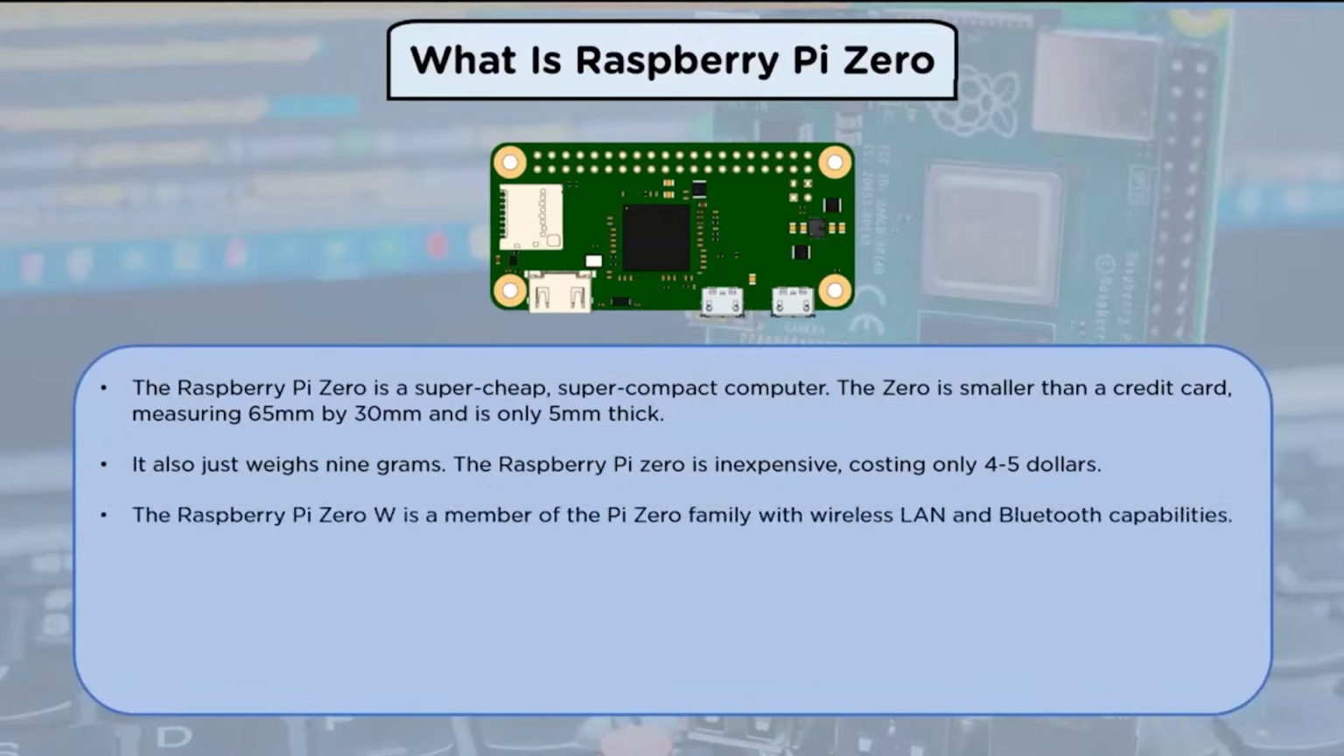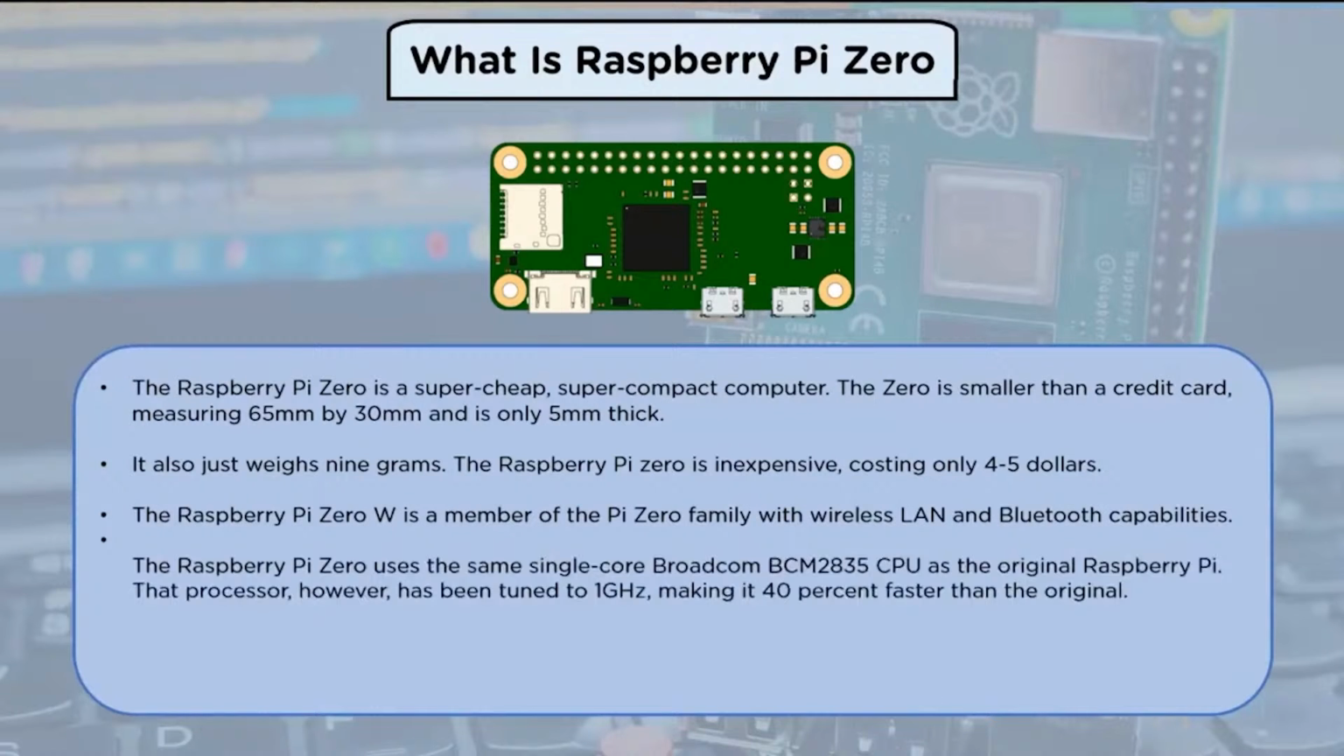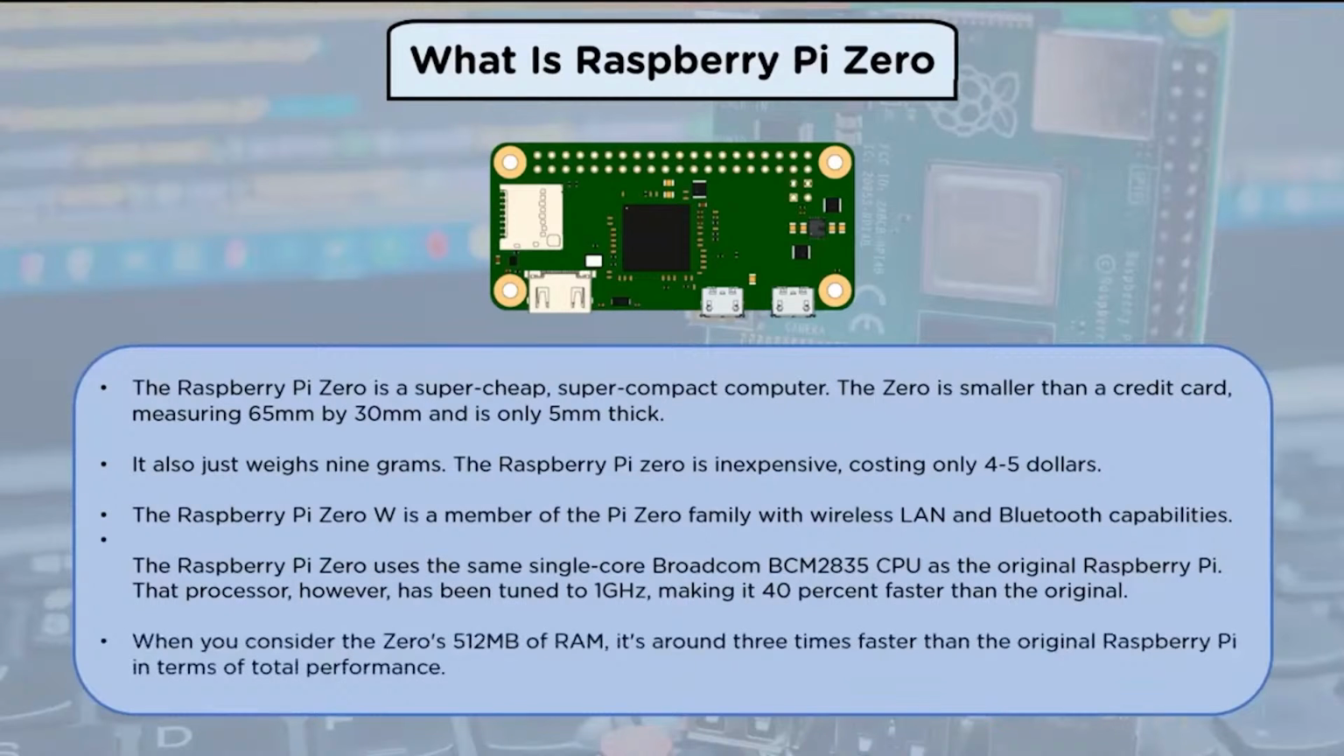The Raspberry Pi Zero W is a member of the Pi Zero family with wireless LAN and Bluetooth capabilities. The Raspberry Pi Zero uses the same single-core Broadcom CPU as the original Raspberry Pi. However, it has been tuned to 1 GHz, making it 40% faster than the original. When you consider the Zero with 512 MB of RAM, it's around 3 times faster than the original Raspberry Pi in terms of total performance.